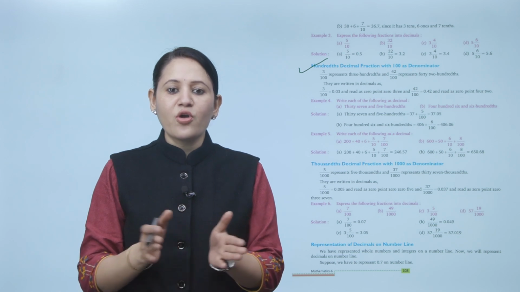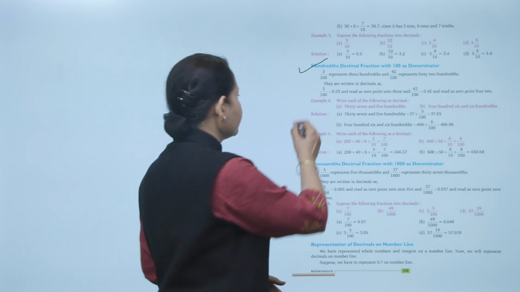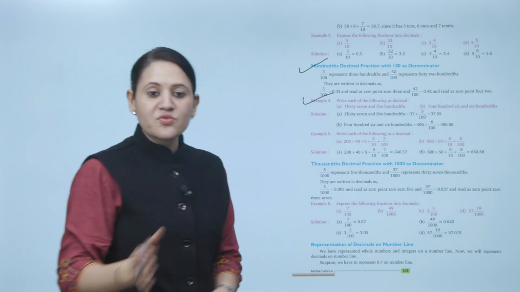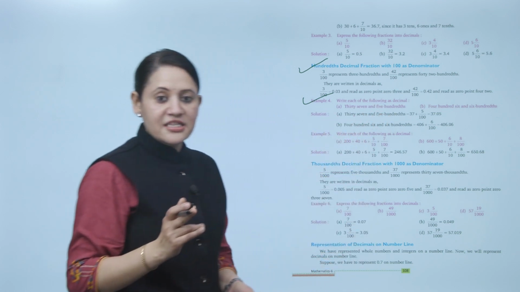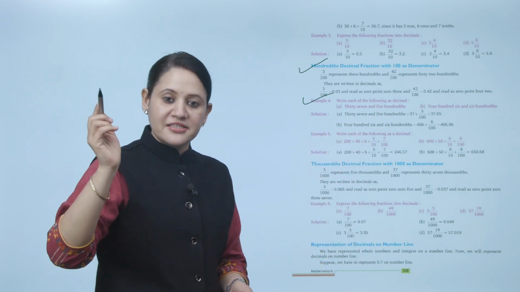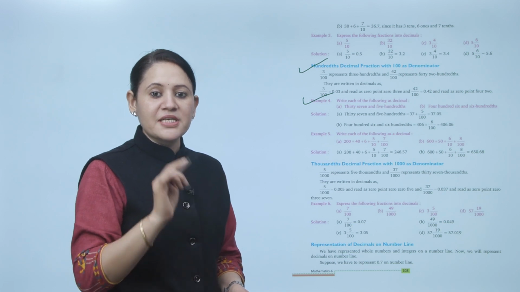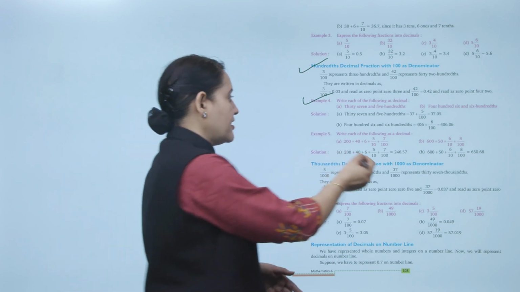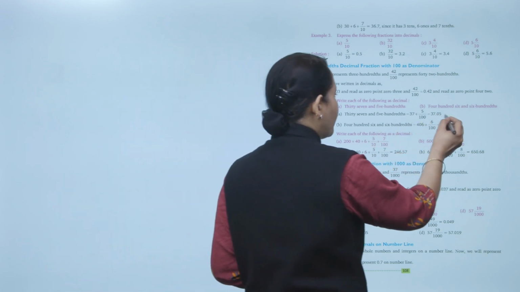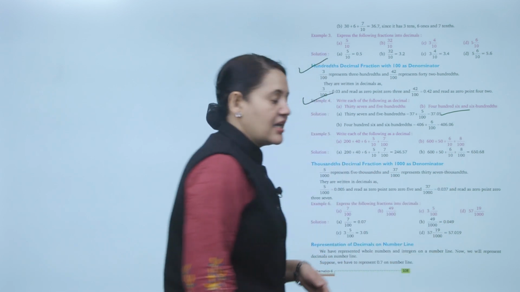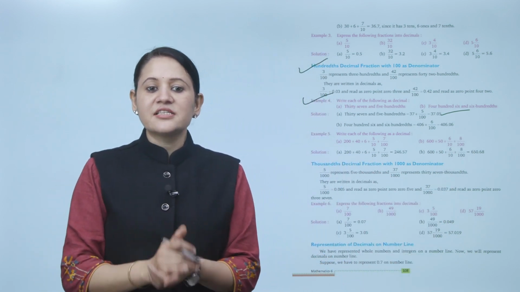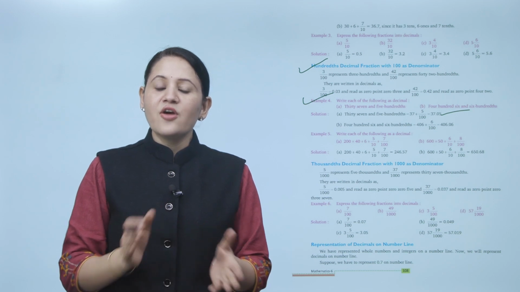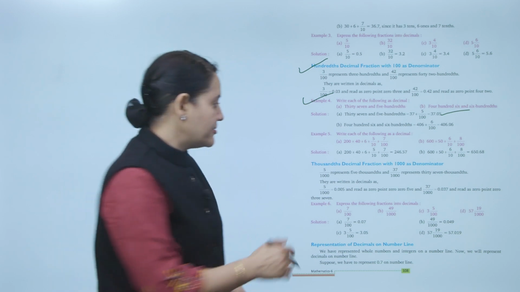Again we'll take an example. Write each of the following as decimal. First one is 37 and 5 hundredths. 37 and 5 hundredths means 37 plus 5 upon 100. So that is equal to 37.05. Like this we can write it in decimal form. Clear?